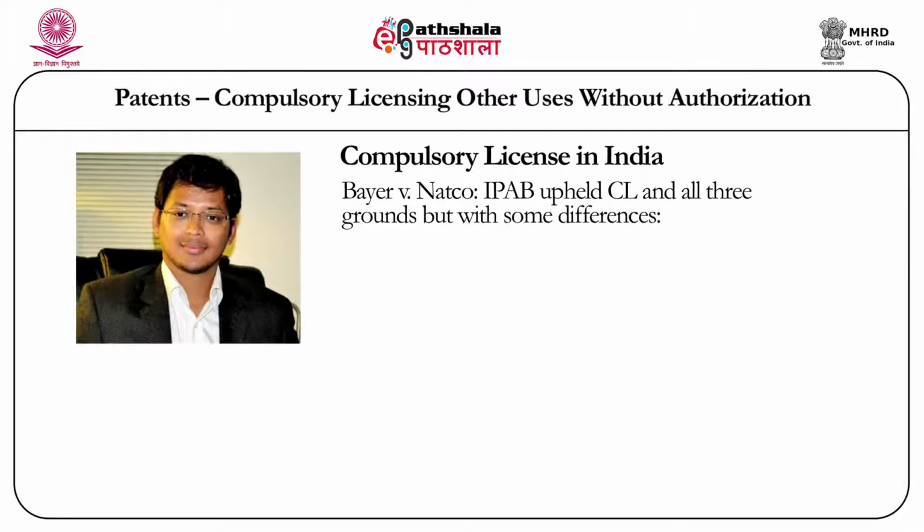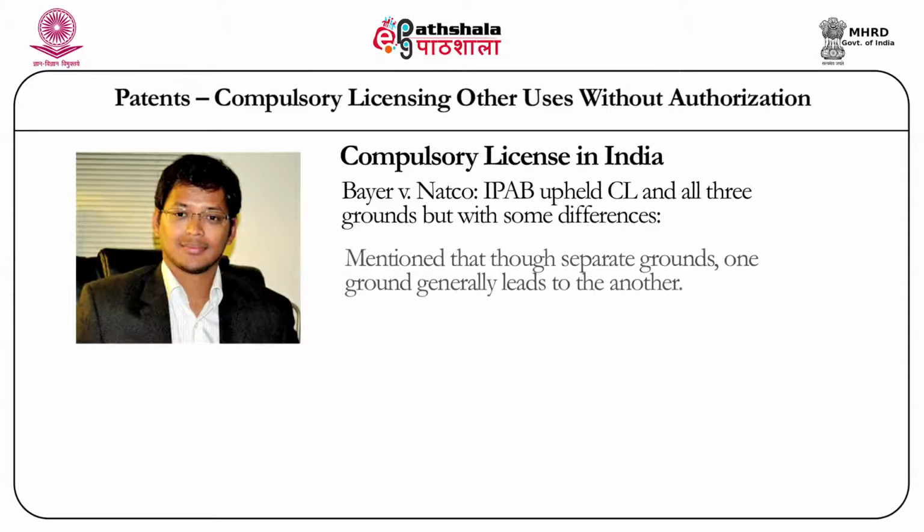Notably, the IPAB also held that even though the grounds in Section 84 were separate and individually sufficient as causes for the grant of a compulsory license, the grounds were linked such that the failure of one ground would likely trigger another ground.